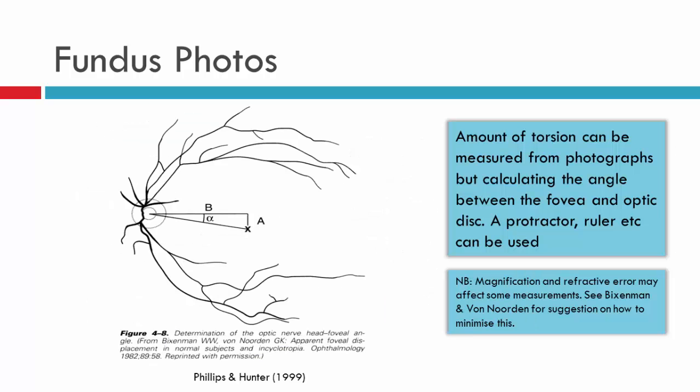Using the fundus photograph, you can also record the amount of torsion by calculating the angle between the fovea and the optic disc. So what you can see here, you take the centre of the optic disc and look at where the fovea is in relation to this, and using a protractor, for instance, you can indicate the amount of torsion, or fundus torsion, that exists. There are some issues with this in relation to refractive error and magnification that we won't be discussing in the video, but if you're interested, the paper is available on LMS for you to read.